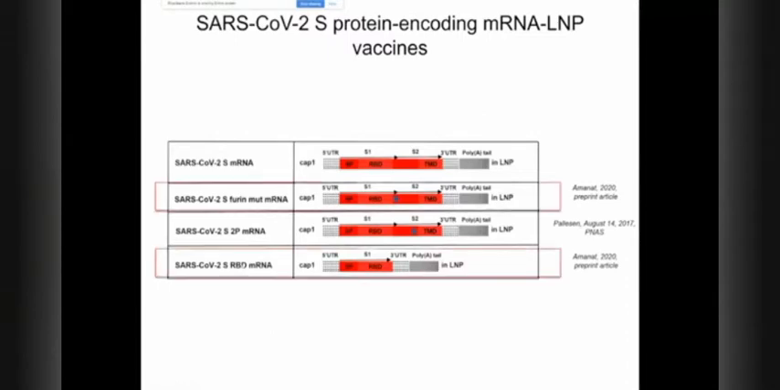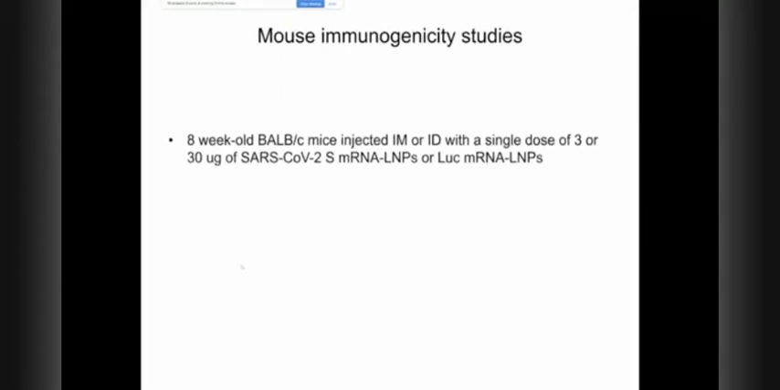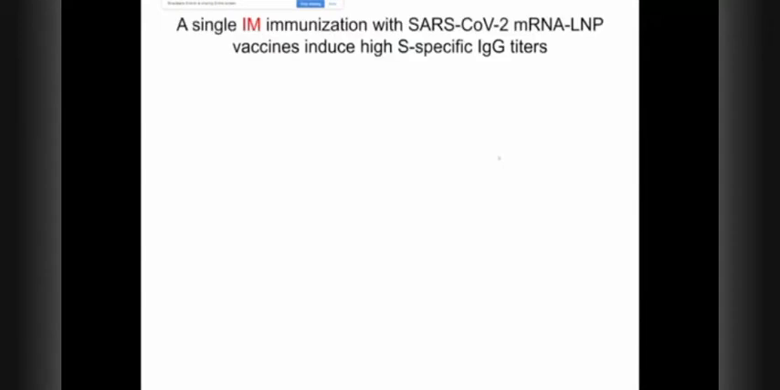So the second one and the 4th one are already in mice, and I can share with you some very limited immunogenicity data. The experimental setup was very simple. 8-week-old BALB/c mice were injected intramuscularly or intradermally with a single dose of 3 or 30 micrograms of mRNA LNP vaccine, and the control group received Firefly luciferase encoding RNA. We keep bleeding the mice, but I can share with you some ELISA data at a very early time point, 2 weeks post-immunization.